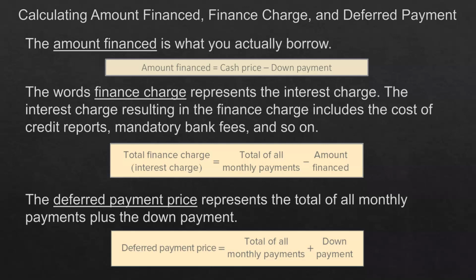The deferred payment price is when you total all your monthly payments and add your down payment, and so that can tell you your deferred payment price. And so basically, it's including your down payment, everything you paid, basically.